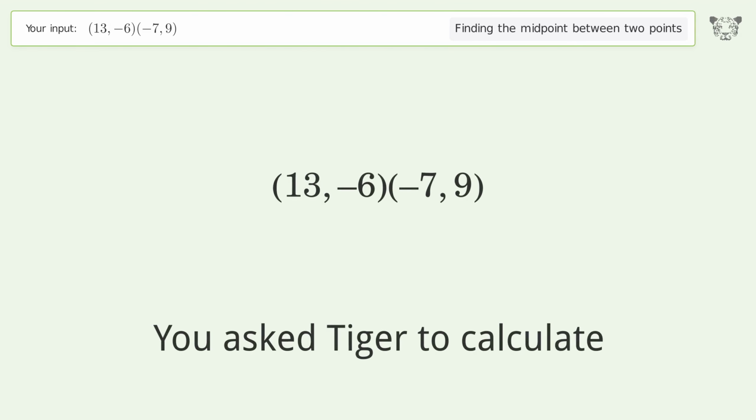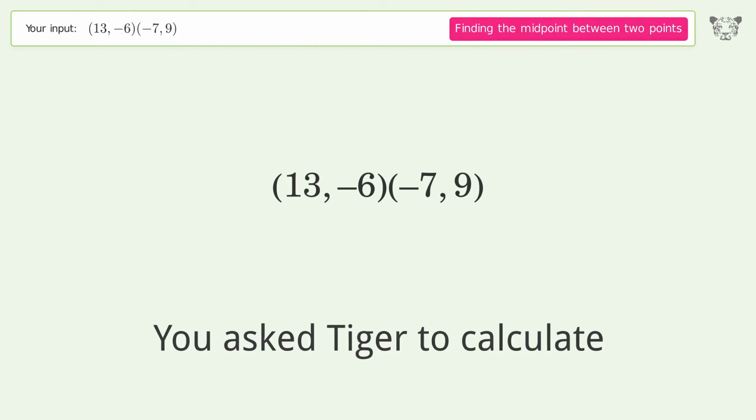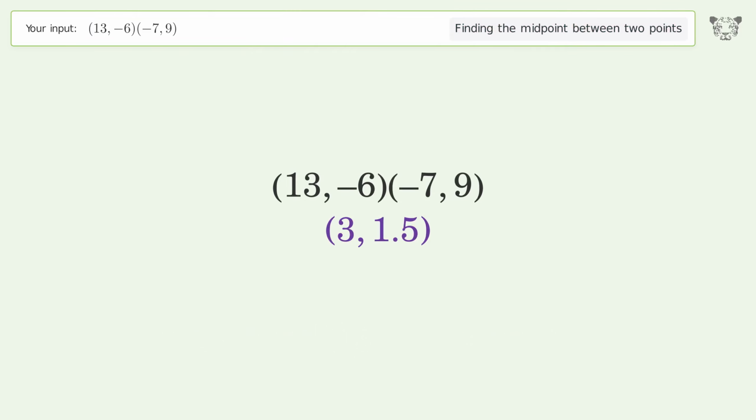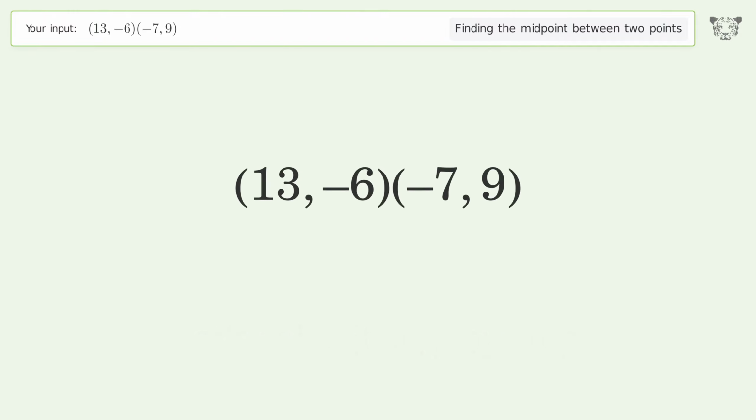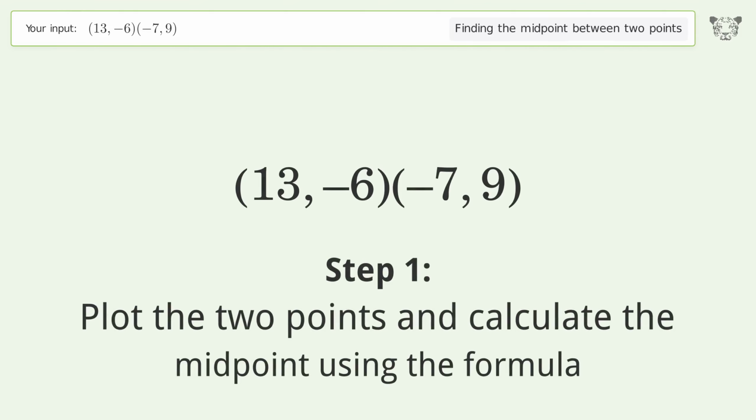You ask Tiger to calculate. This deals with finding the midpoint between 2 points. The midpoint between the 2 points is 3, 1.5. Let's solve it step by step. Plot the 2 points and calculate the midpoint using the formula.